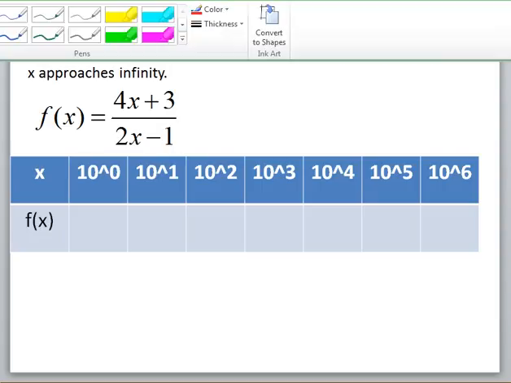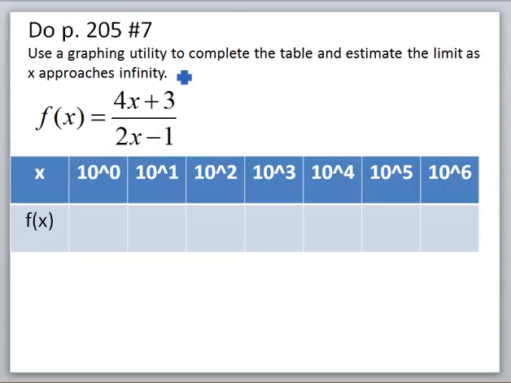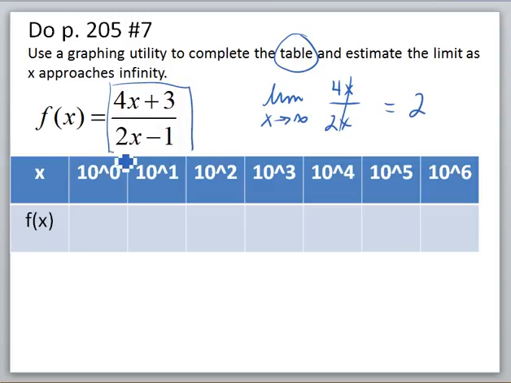In this problem, if I go ahead and just use L'Hopital's rule and pick the highest degree on the top, which would be the 4x, and the highest degree on the bottom, which is the 2x, and I simplify, I get my answer to be 2. I don't really need to use the graphing calculator to do this. But go ahead and practice. Use your table on your graphing calculator. Punch this in for your y equals equation, and then use the table and ask it these types of questions.